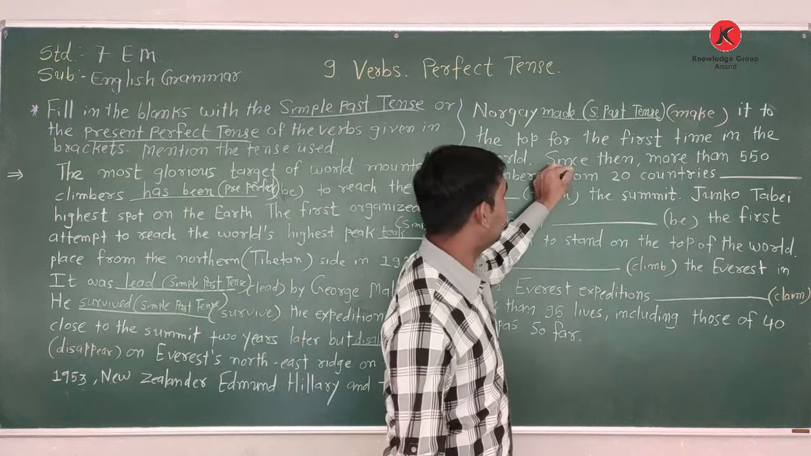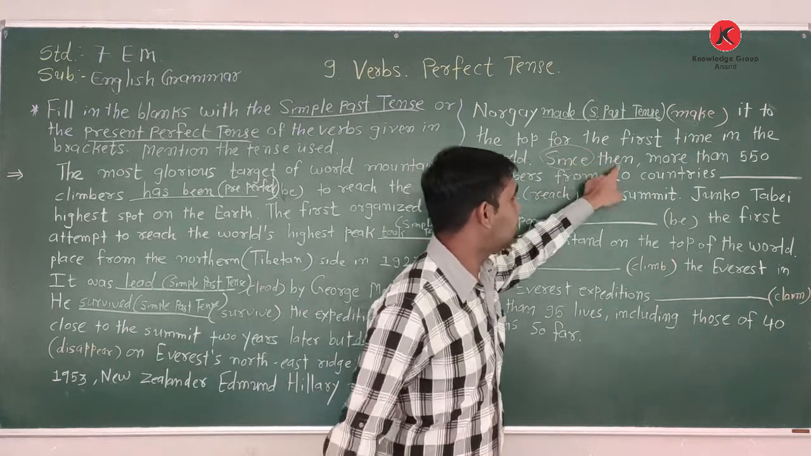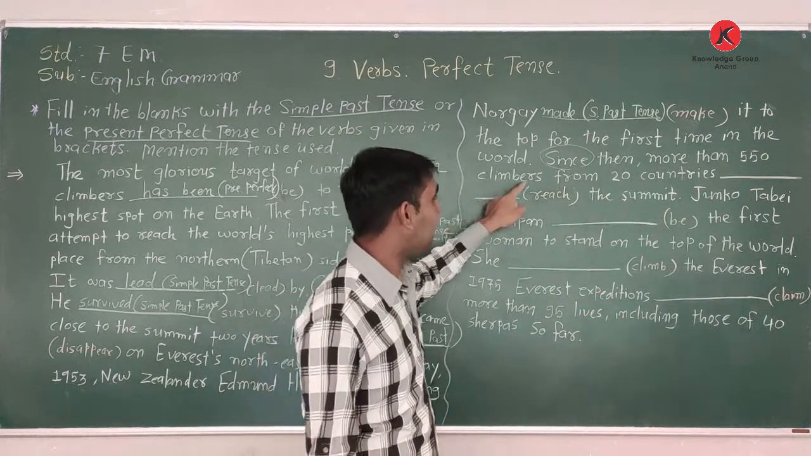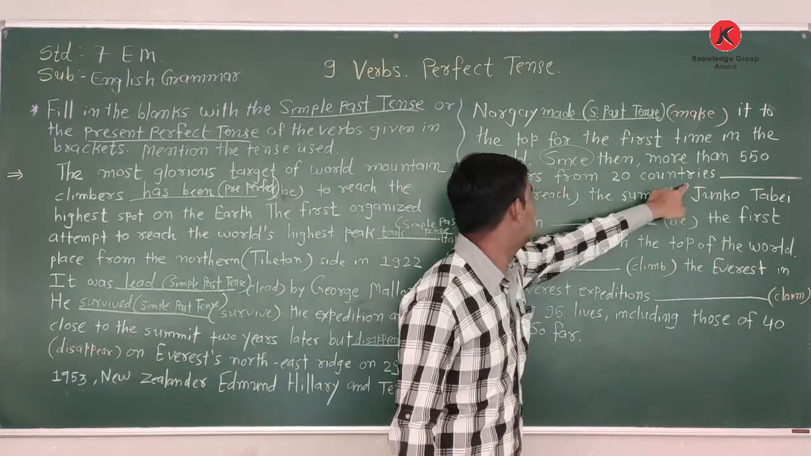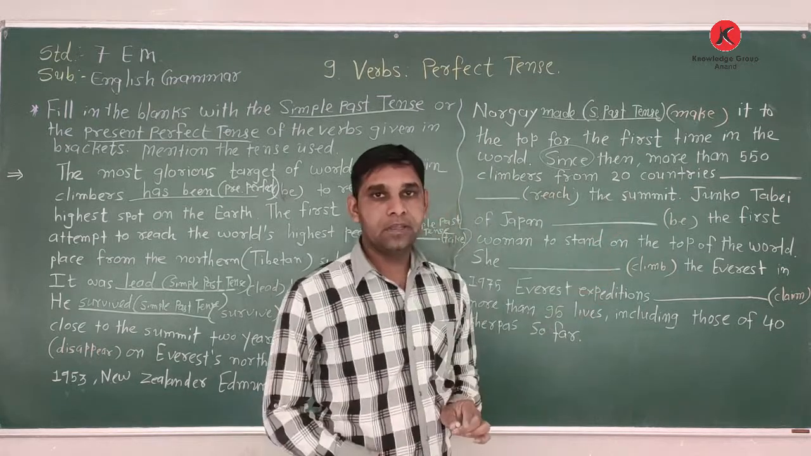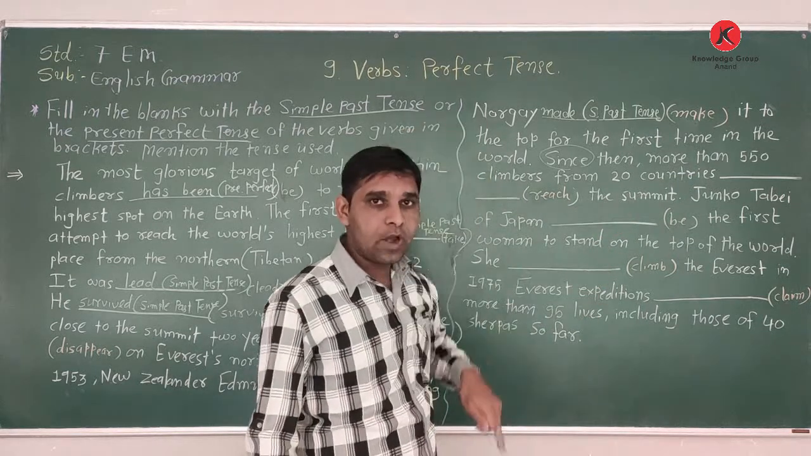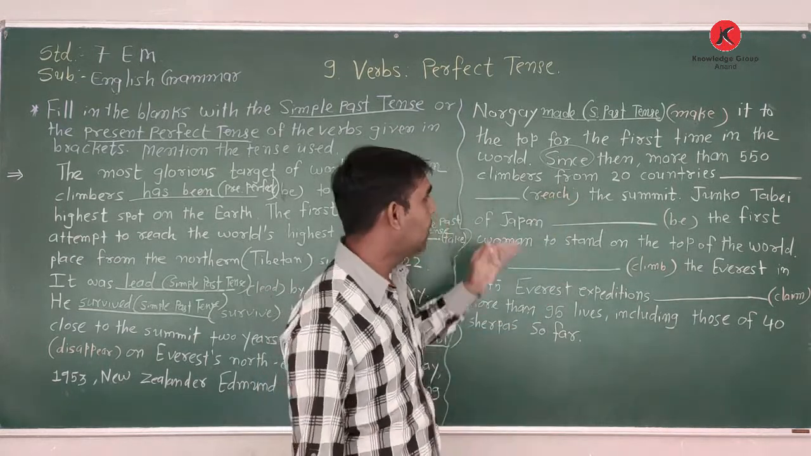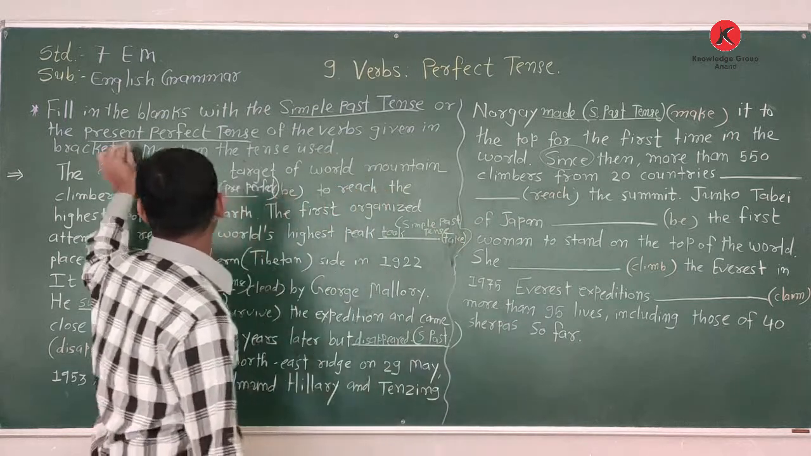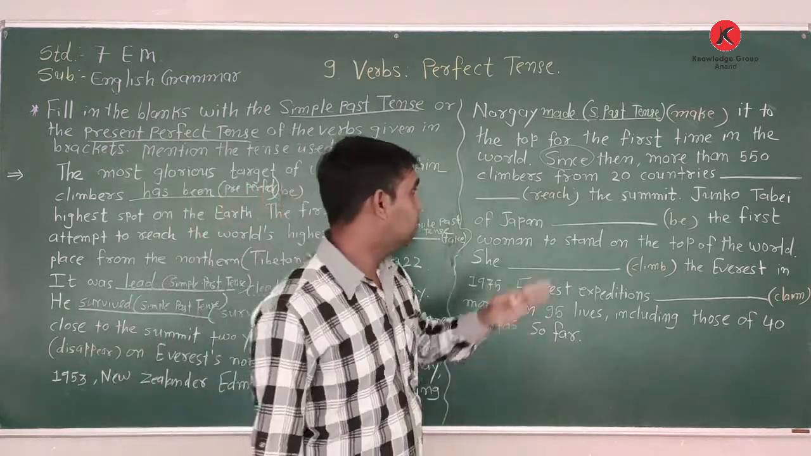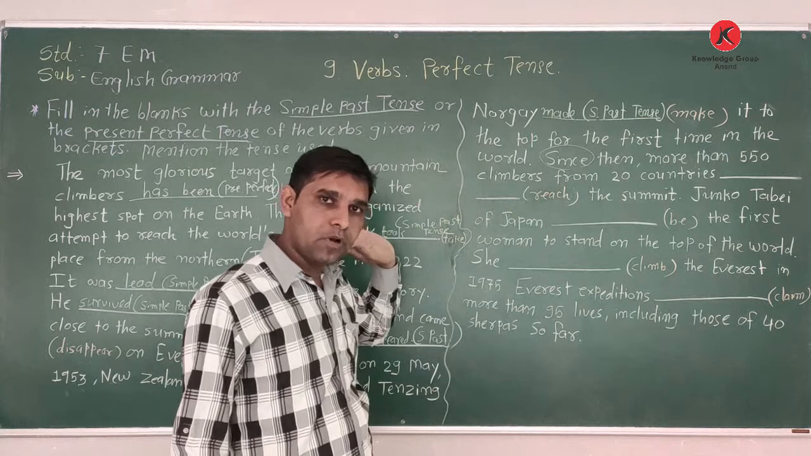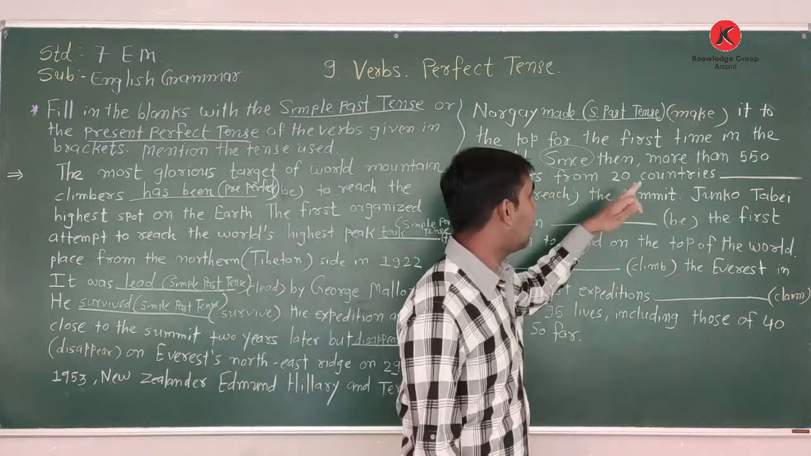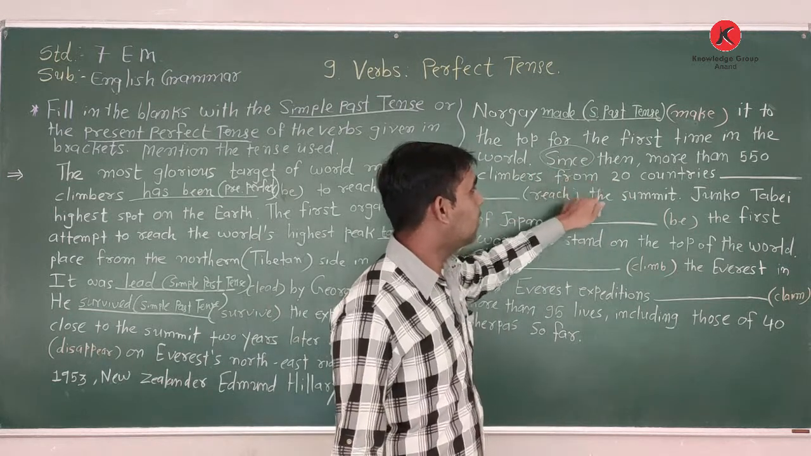Then the sentence starts here: since then, more than 550 climbers from 20 countries blank the summit. Here we talk about since then to now, continuing. It means at the time of speaking, the action has been done. So which tense do we use here? We use the present perfect tense, because this action was done in the past and is completed, but now, till the time of speaking, it continues.